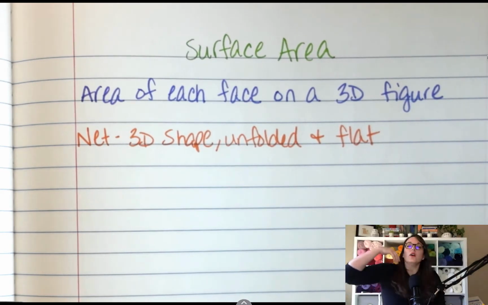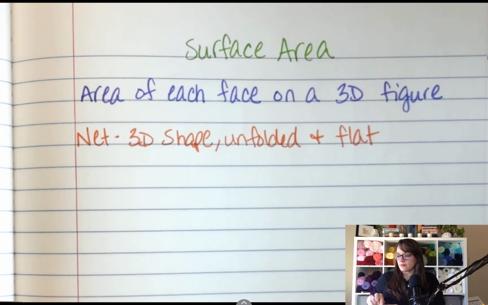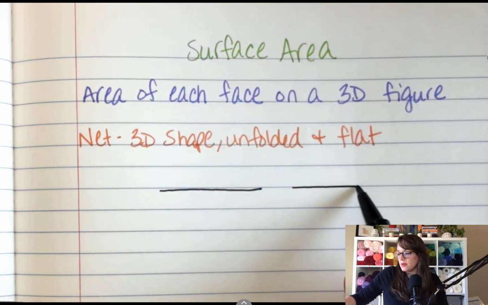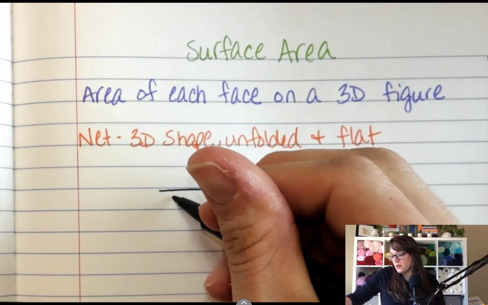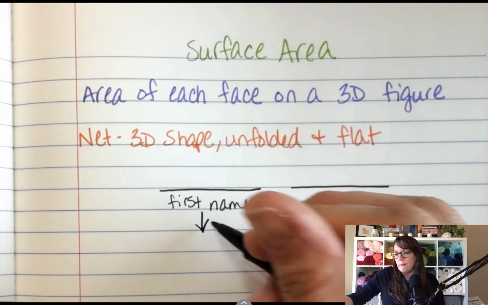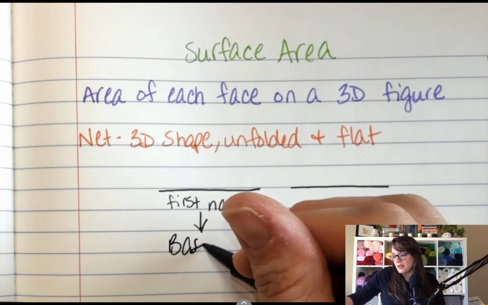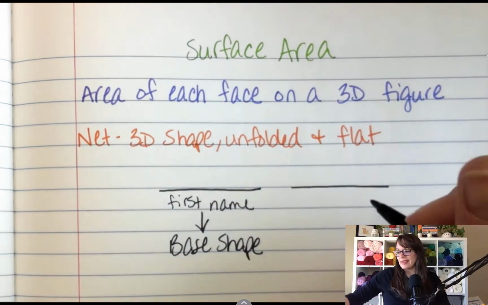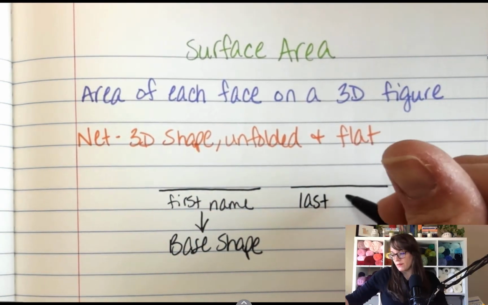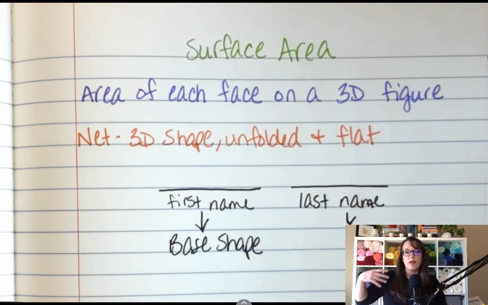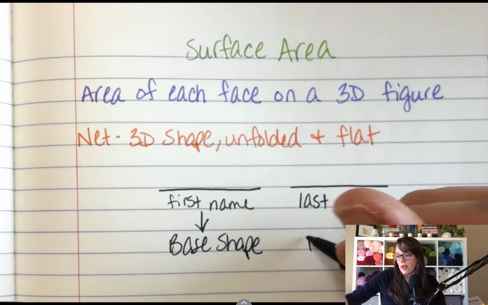Now, when we talk about shapes, shapes have a first name and a last name. So we have first name shape and then last name. The first name comes from the base. This is the base shape. The last name comes from the figure family. That's their family name.